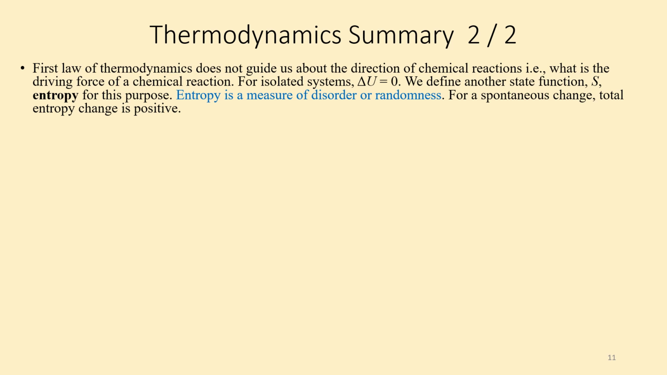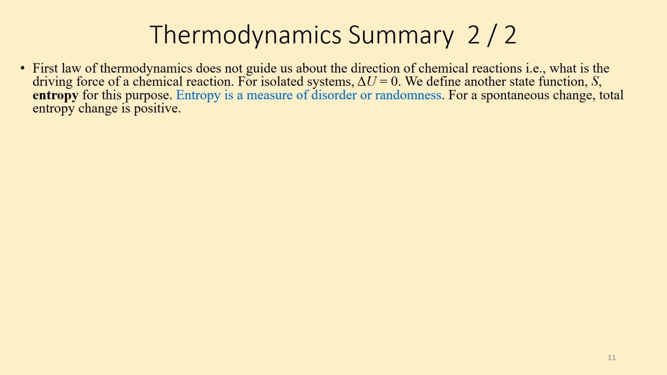The first law of thermodynamics does not guide us about the direction of chemical reactions. That is, what is the driving force of a chemical reaction? For an isolated system, delta U equals 0. We define another state function, capital S, that is entropy. Entropy is a measure of disorder or randomness.